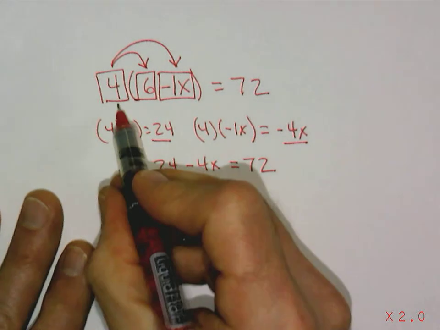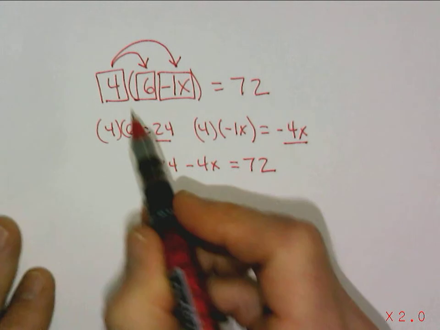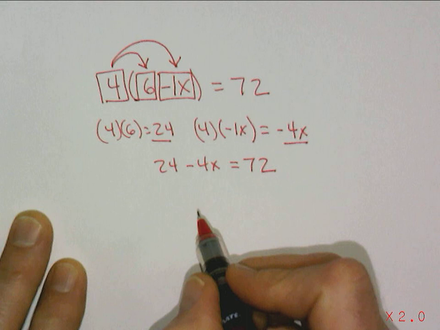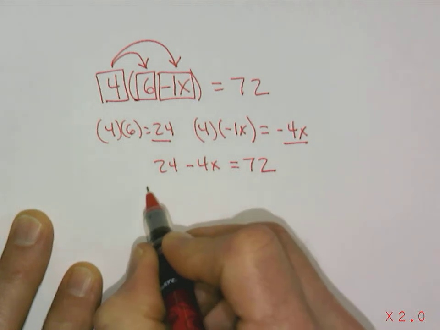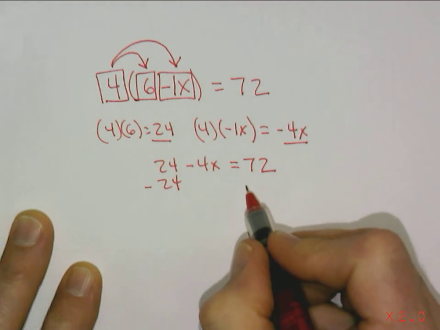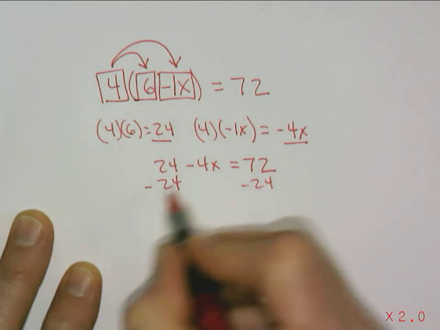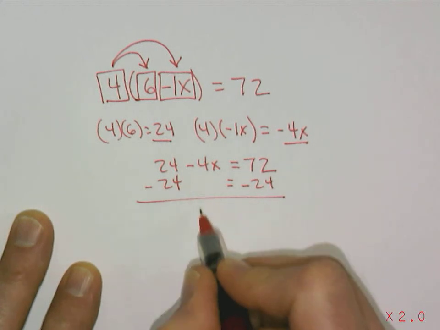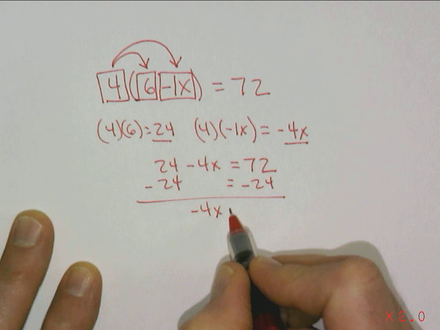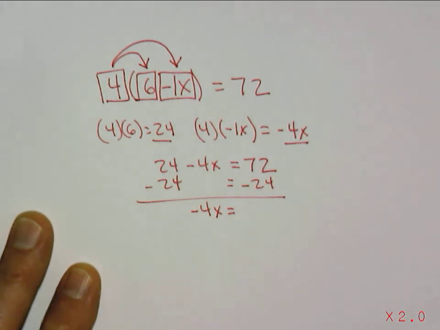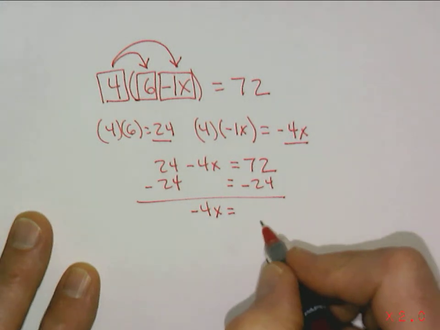So again, the term outside of the parentheses, in front of the parentheses, multiplied by each term inside the parentheses eliminates the parentheses. And now we solve this like we would a standard two-step equation by adding the opposite number term to both sides. Bring down the negative 4x, don't lose that negative sign, and 72. And then we take away the 24, and we get 48.